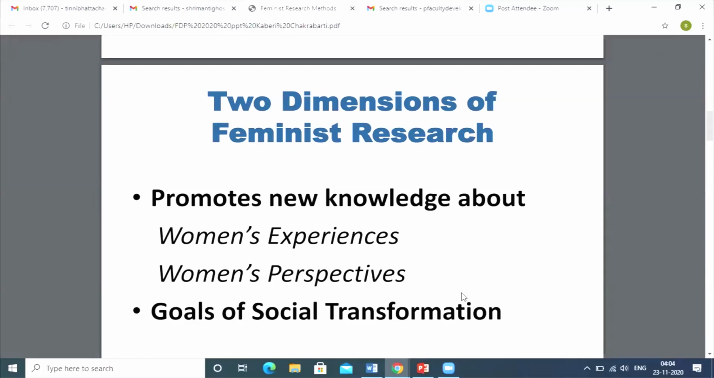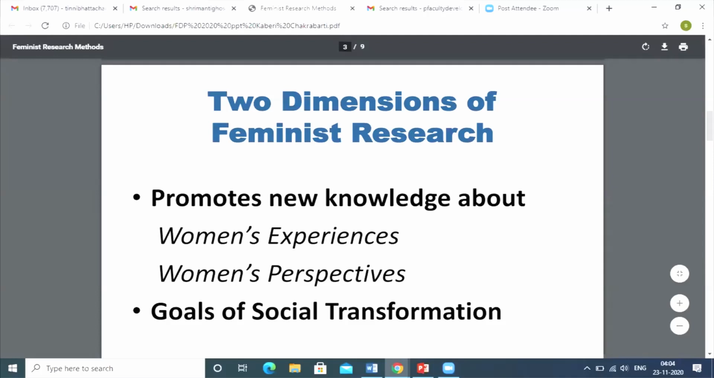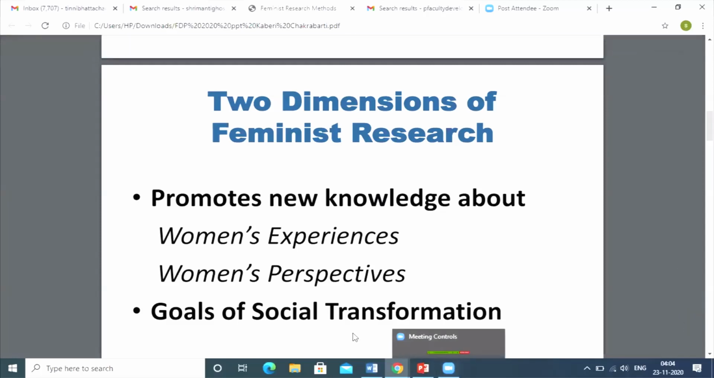The second important one is the goals of feminist research. There is an evident, professed goal of feminist research, that is social transformation or social change. Feminist research aims to create awareness about hierarchy, subjugation, marginalization, and women's invisibility in social processes, thereby committing to change the situation.